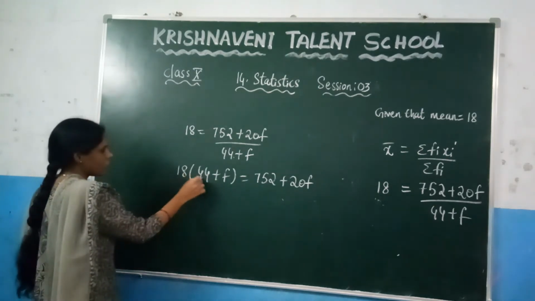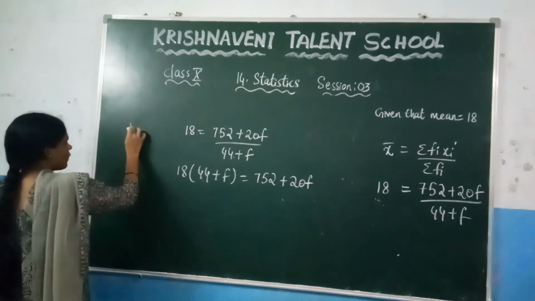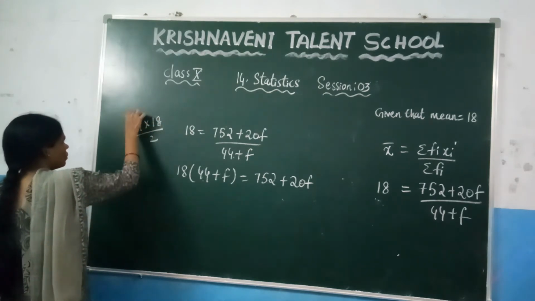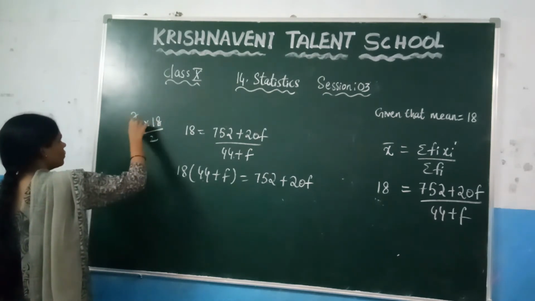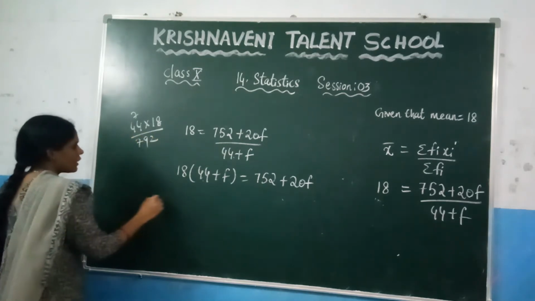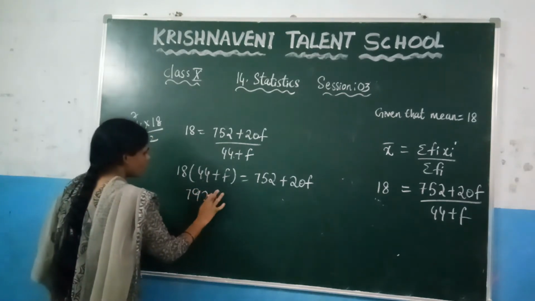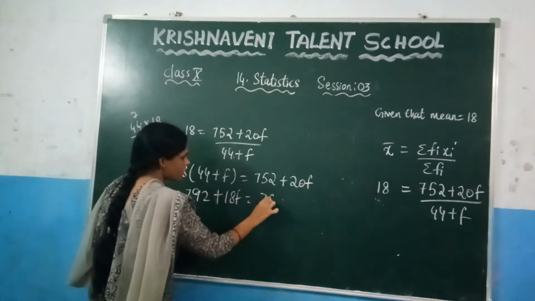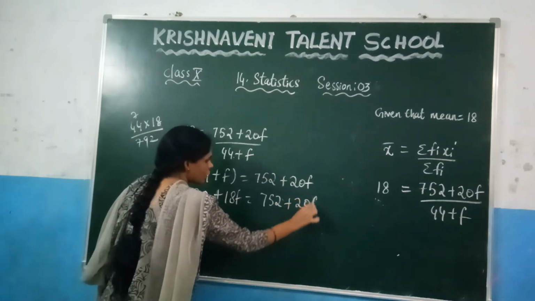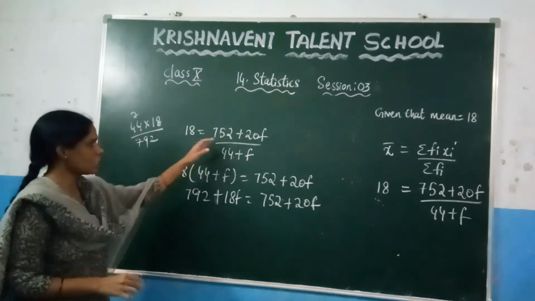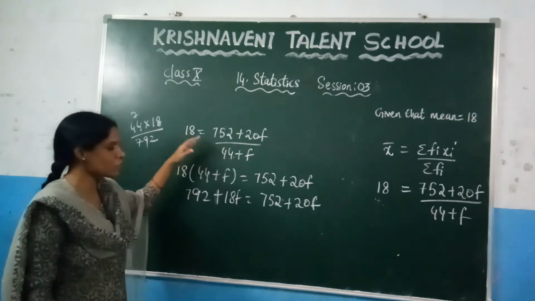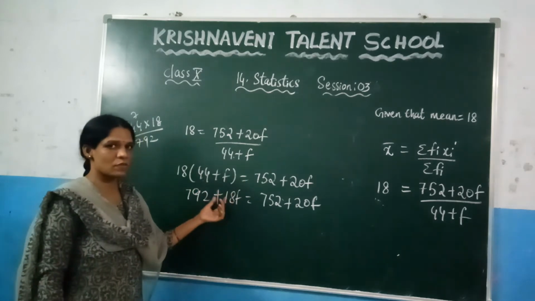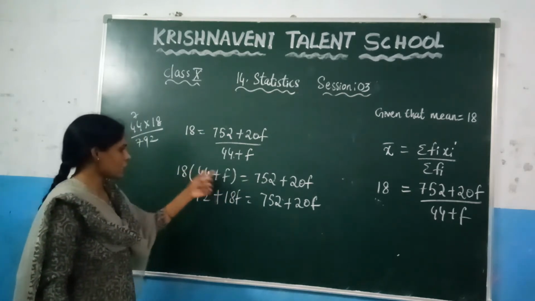That means 18 into 44 plus 18 into f. That means this 18 you need to multiply to both of these values. Now, what will we get for 18 into 44? So what is the value of 44 into 18? Just do it. 18 4s are 72, 72 plus 7, which is 79. You will get 792 plus what is the value of 18 into f, which is 18f is equal to 752 plus 20f. So what we have done, since we are dividing these two values, if you take this value to this side, it will become multiplication. You need to multiply 18 to both of these values, 18 into 44 plus 18 into f.